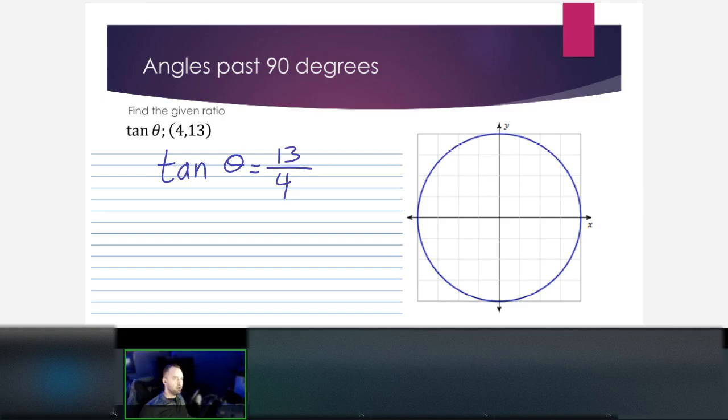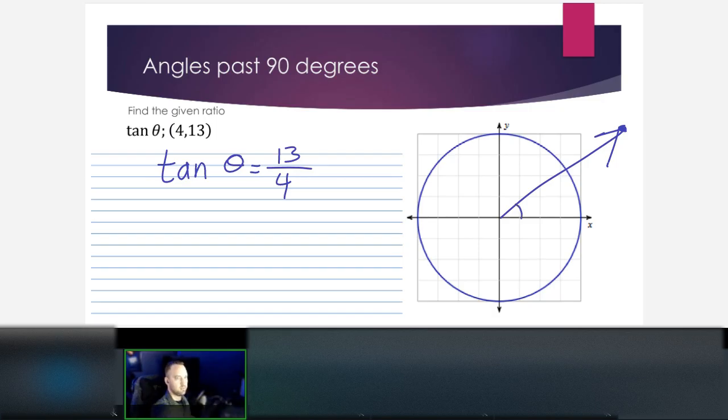Now let's draw a picture here. So this is in quadrant 1. So we'll say over 13 and then up 4. We'll pretend that's right here, which is totally wrong. And then I draw a line through it, right? Yeah, we'll just pretend. And then that is your alpha angle.